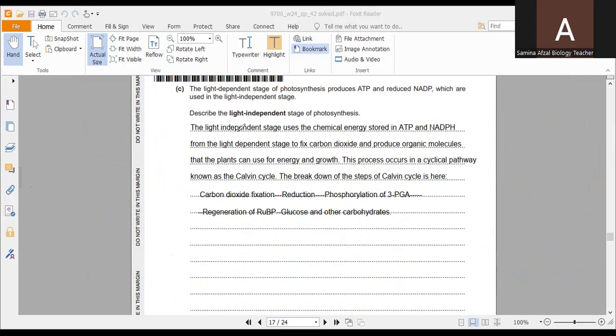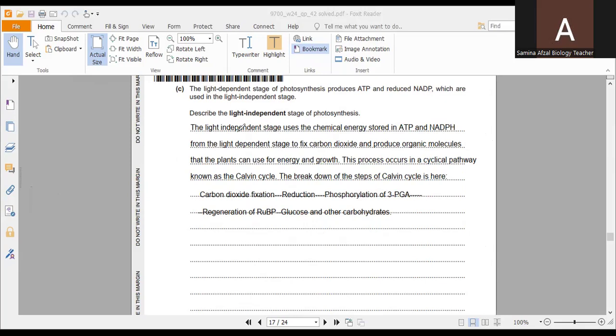Light-dependent stage and light-independent stage. These are the two stages which take place during the process of photosynthesis. In the light dependent stage, the light is absorbed by the chlorophyll, then that light energy is changed into chemical energy, then it is sent to the reaction center. In the reaction center, photolysis takes place, and during photolysis, the water is broken down into hydrogen and oxygen.